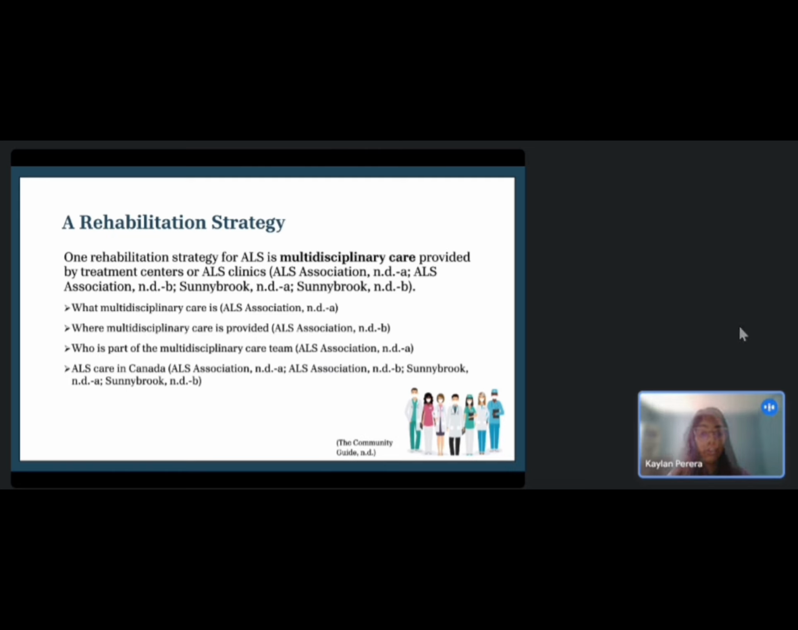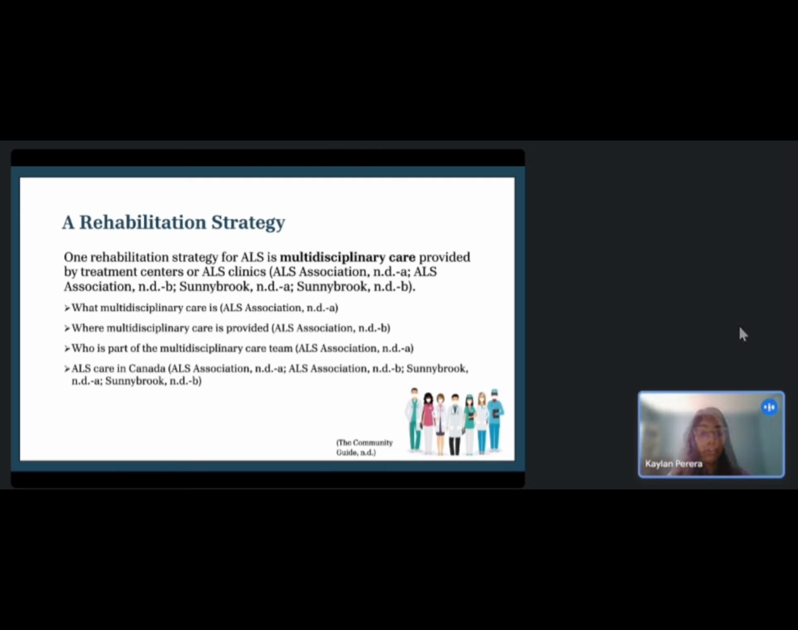One thing I want to add that I did not mention earlier, but that is important to mention, is that the occupational therapists and physical therapists that are part of the multidisciplinary healthcare team try to ensure that the patient who has ALS is able to maintain as much of their functional independence as possible.